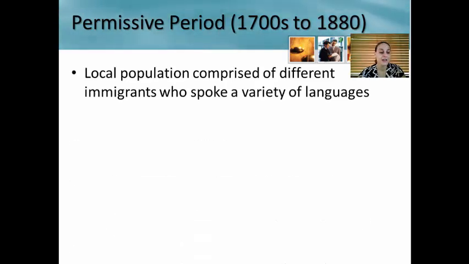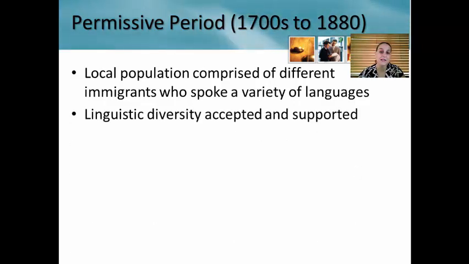So a major portion of the local population in the United States during the 18th and 19th century was comprised of immigrant groups from Europe, and they spoke a variety of languages, including Italian, German, Dutch, French, Polish, Czech, Irish, and even Welsh. So initially, linguistic diversity was an accepted reality, and the presence of these different languages was supported through their use at religious functions, such as in books and in newspapers, and also in public and private schools.